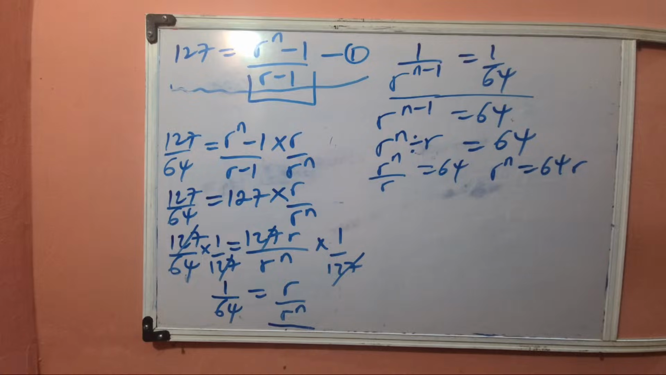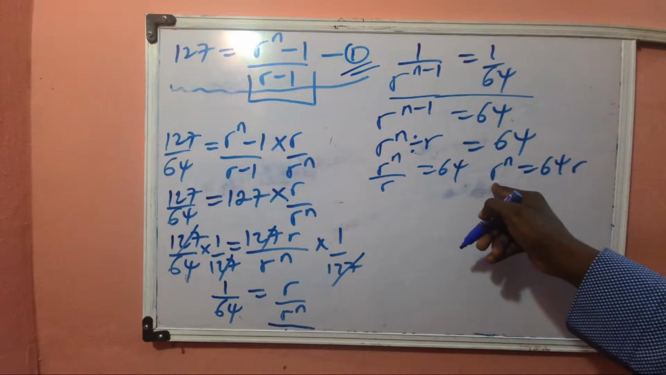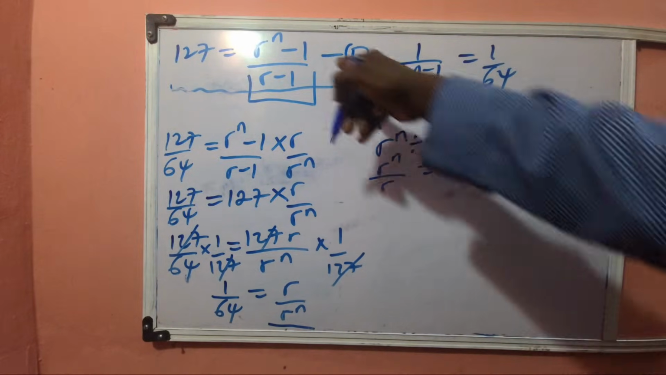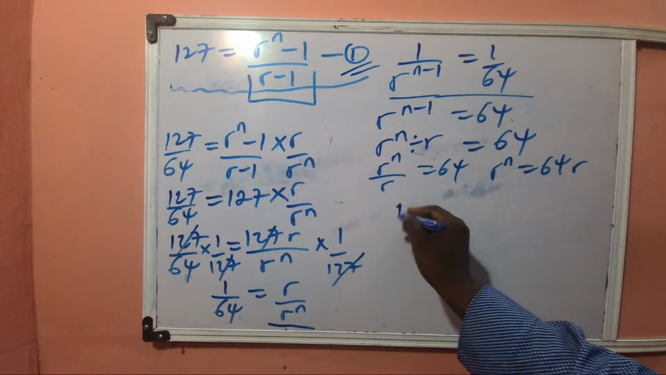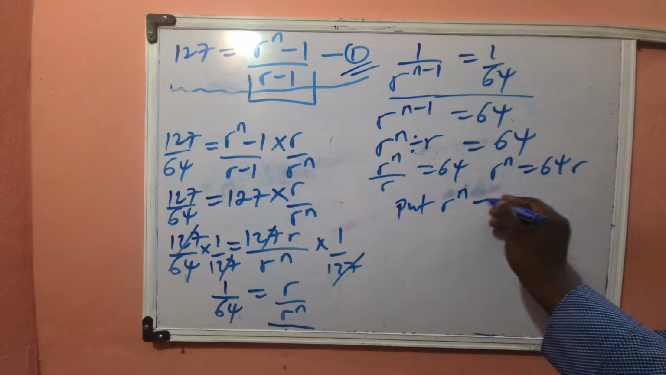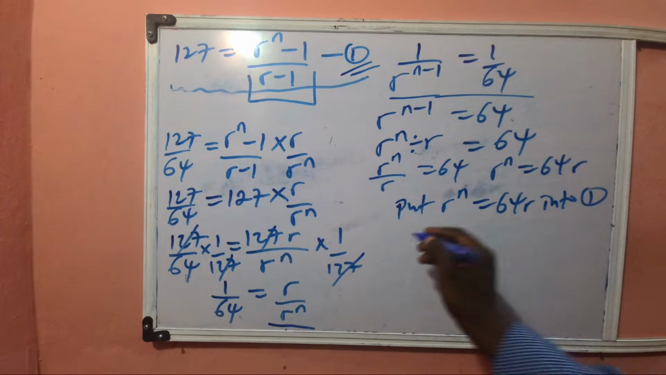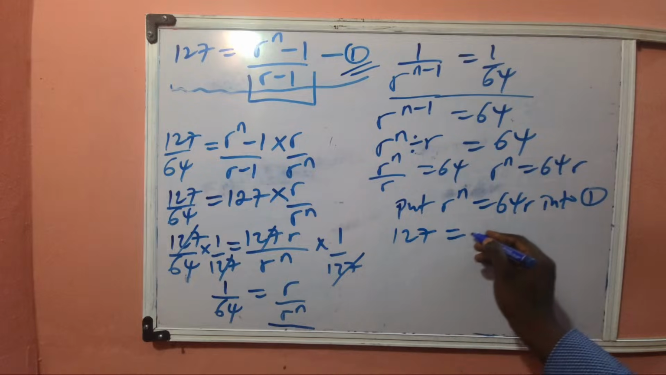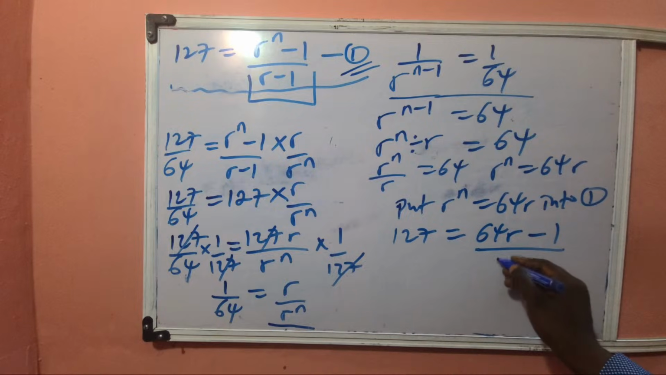Now, look at this place, my equation 1. I told you to note this. I remember I wrote it down here. Now I've gotten a value for r raised to power n. If I go on to fix this r raised to power n here, of course, I'll be able to get my r value. I'll just put r^n equals 64r into equation 1. So I'll be having 127 equals 64r minus 1 over r minus 1.